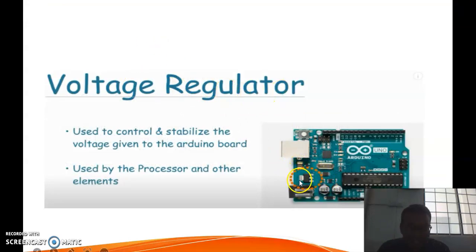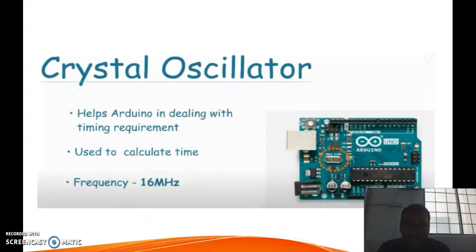The next important component is the voltage regulator. This is the voltage regulator in the Arduino UNO board. It is used to control and stabilize the voltage given to the Arduino board. It is used by the processor and other elements. The next component in the Arduino board is the crystal oscillator. It helps the Arduino in dealing with timing requirements. It is used to calculate the time.